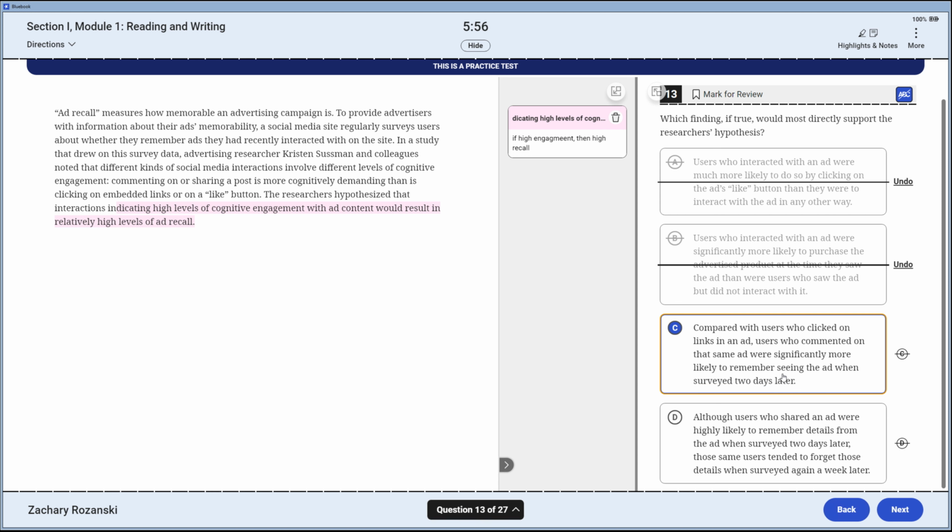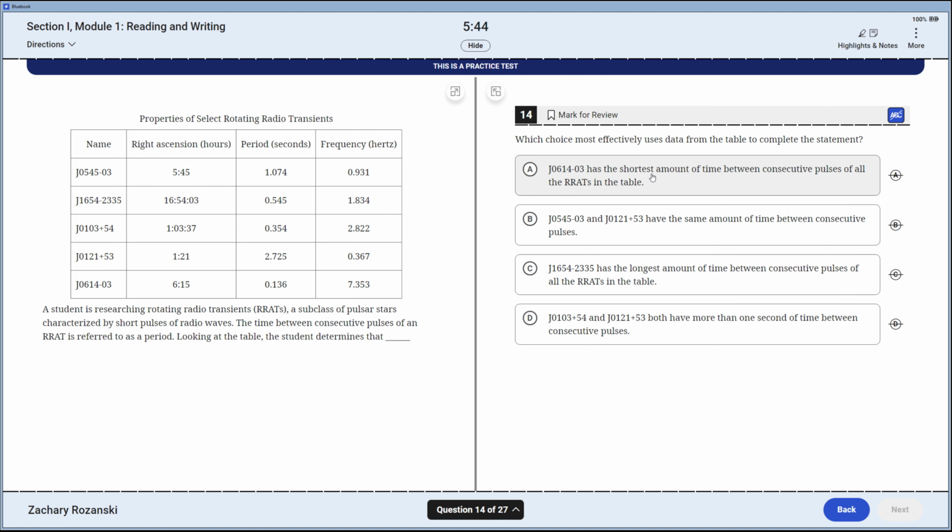What was it like? Clicked versus commented. Does this engage with the concept of engagement? I'm going to go back a sentence. Commented. Yeah, absolutely. C is the right answer. We have the difference in engagement here. They were more likely to remember it. Pick it and move on.